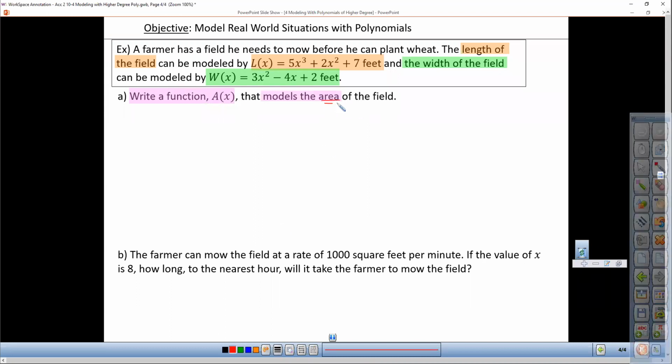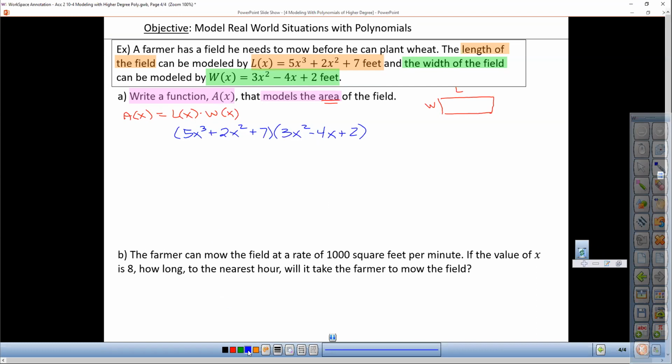So here we have to remember, length and width, we get a rectangular shape again for our field. And that when we figure out area, it's length times width. So this is telling us our A of x is going to be our length times our width. It doesn't really matter which one we put first, but they're both trinomials, so it doesn't matter for that. So I'm going to take my L of x, which is 5x cubed plus 2x squared plus 7, times the 3x squared minus 4x plus 2.